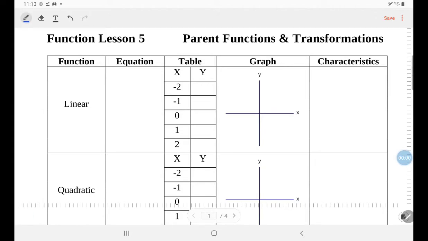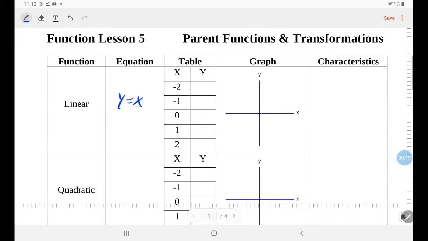Hi everybody. Today we're going to go over lesson 5, parent functions, transformations. My hope is that you have a pretty good working knowledge of them based on what you learned in algebra. So let's get started. Linear parent function, y equals x.